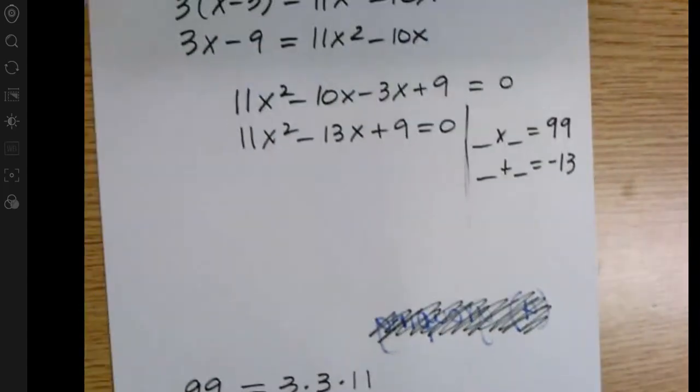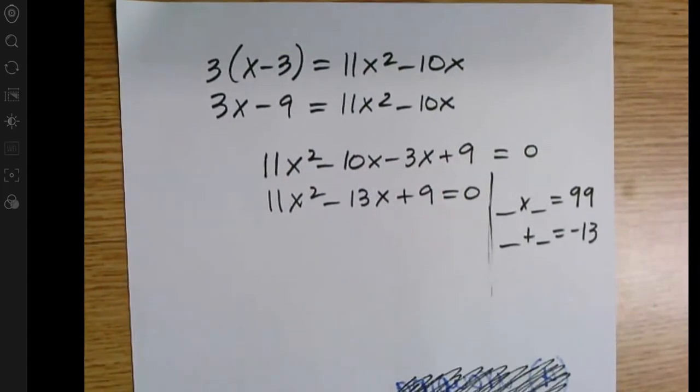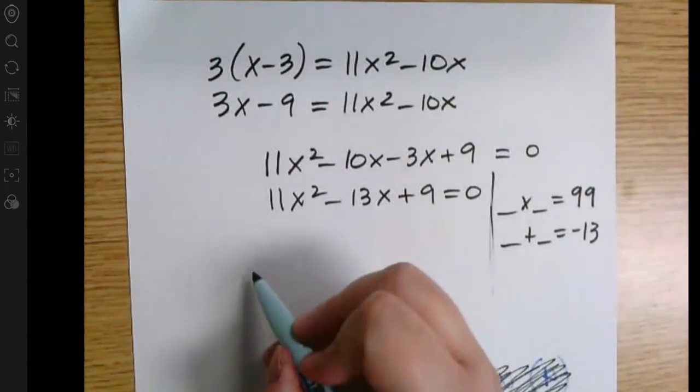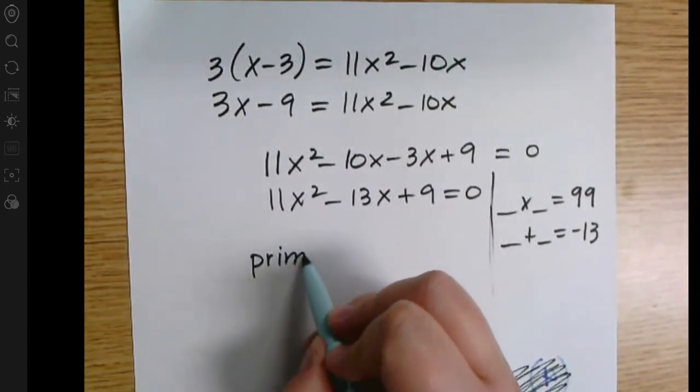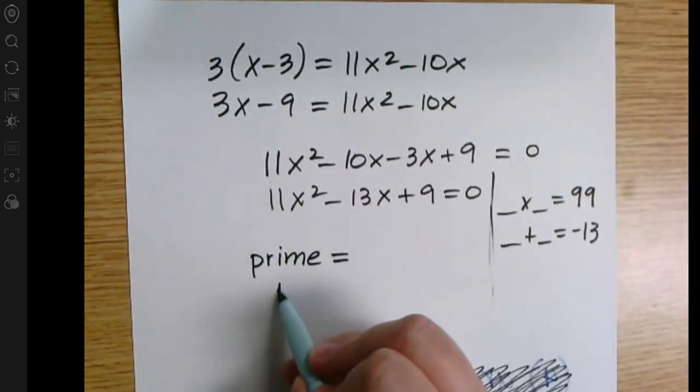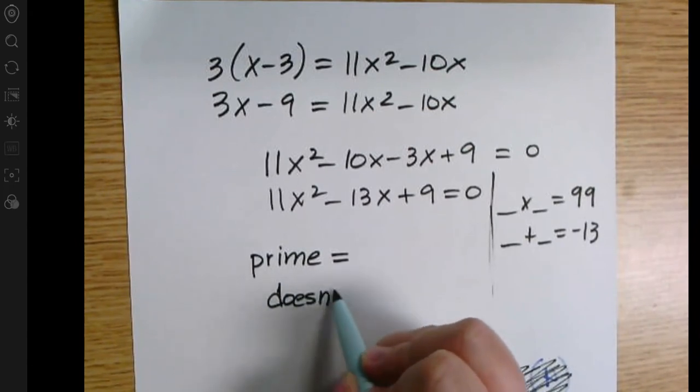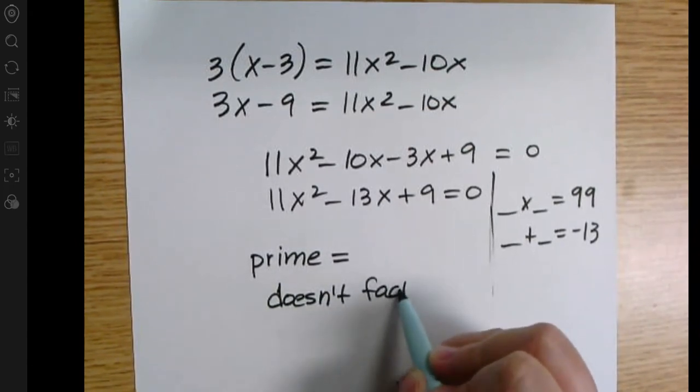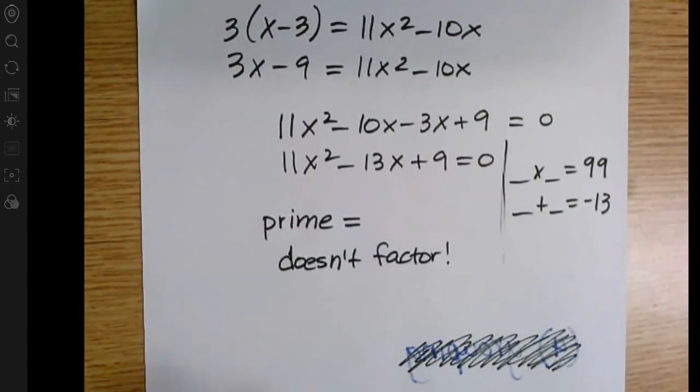What to do? Well, if something doesn't factor, there's a special word we say. So if this doesn't factor, we're going to use that special word and we're going to say it's prime. Okay, so it doesn't factor, does not factor, or there are no factors.